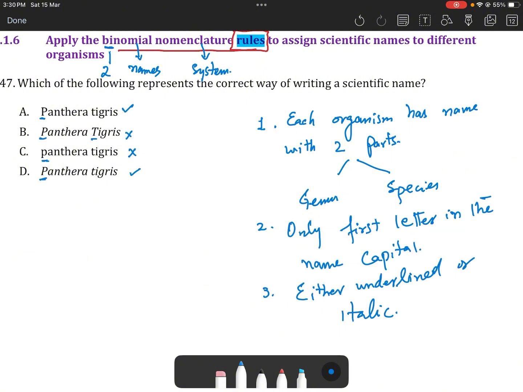So last rule, either underlined or italic. None of them is underlined, but this one is italic. So you see it's a little bit tilted. You can see it's a little bit tilted. You can see the difference between A and D.